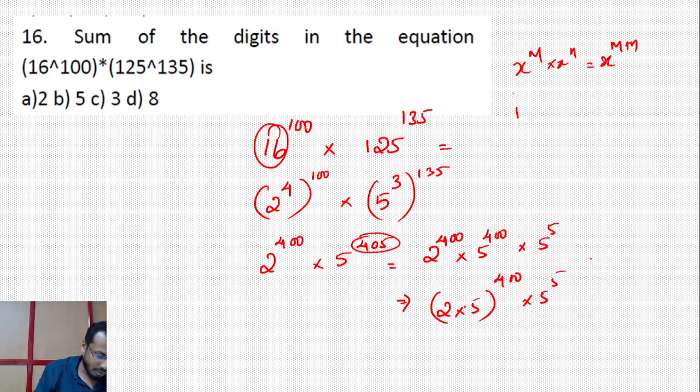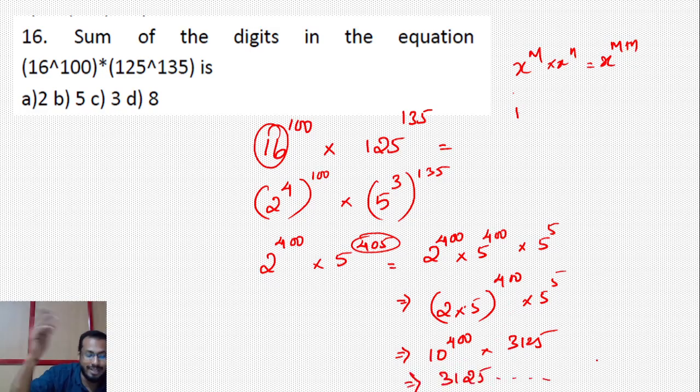From this, I can write 10 power 400 into 5 power 5, which is 3125. So 10 power 400 means everything is zeros. Our answer will be 3125, then how many zeros? 400 zeros. Okay, that's it. So look at the question.